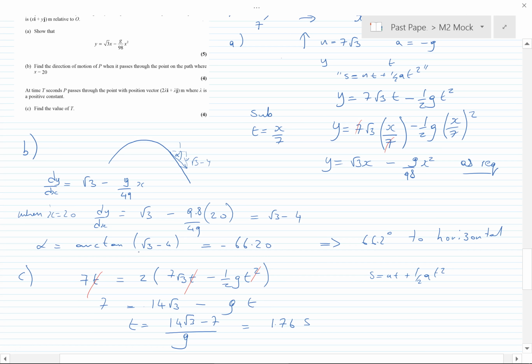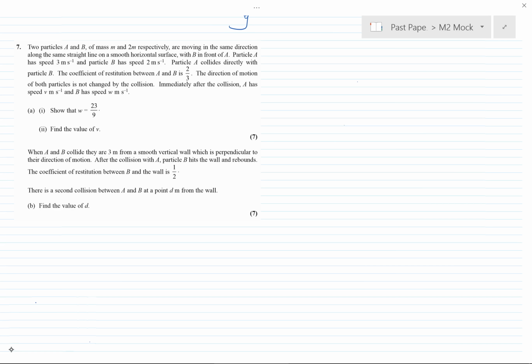So one more question to go. Let's have a look at that. So this is a collisions question with coefficient of restitution. We're told that two particles are moving in the same direction, particles A and B. A is going with speed 3 meters per second, and B is going with speed 2 meters per second.